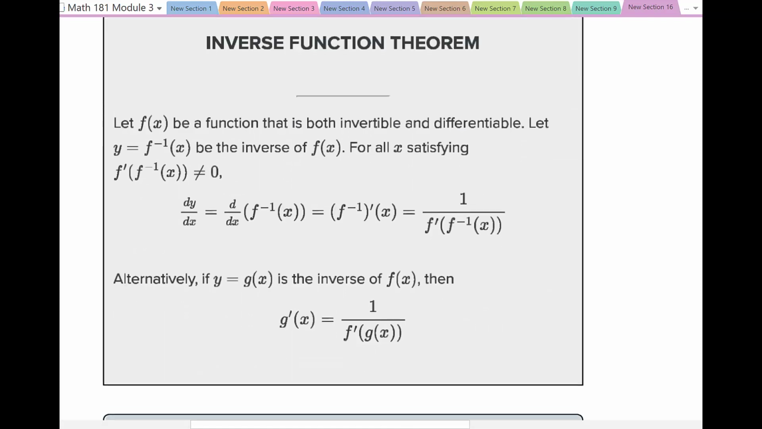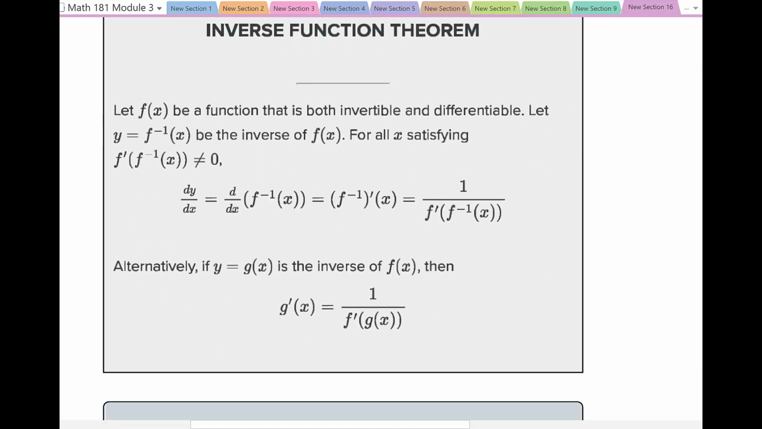Okay, so there's a rule, and let me just go read it here. Let f of x be a function that is both invertible, that's key, and differentiable. Let y equals f inverse of x be the inverse of f of x for all x satisfying f prime of f inverse of x not equal to 0, because that's going to be in the denominator. The derivative of y with respect to x, where y was the inverse of f, is d dx of f inverse of x, or f inverse prime of x, which is 1 over f prime of f inverse of x.